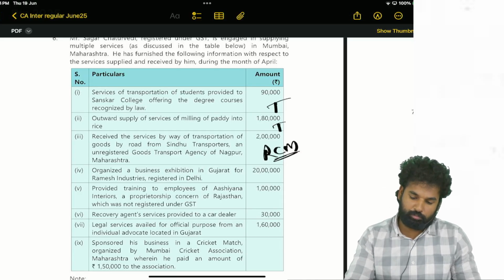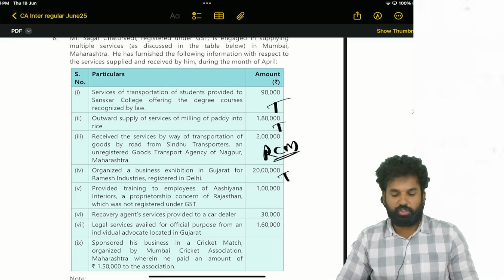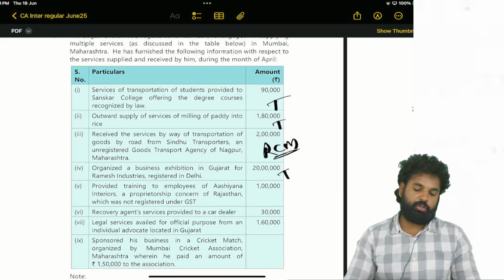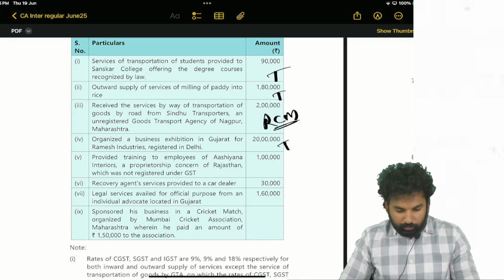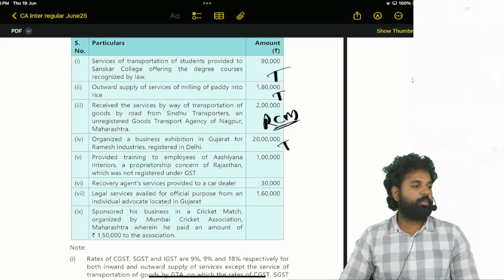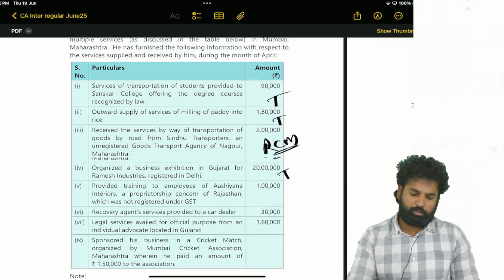Taxable. Okay. Next, provided training to employees of Ashiana Interiors, a proprietary concern of Rajasthan, which was not registered under GST, 1 lakh. Provided training to employees. How much? 1 lakh. Is it taxable or not? Taxable only, no?